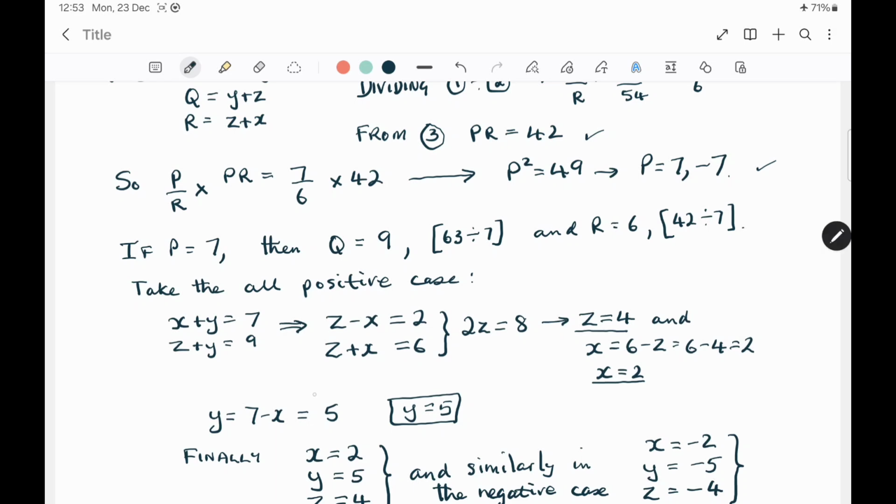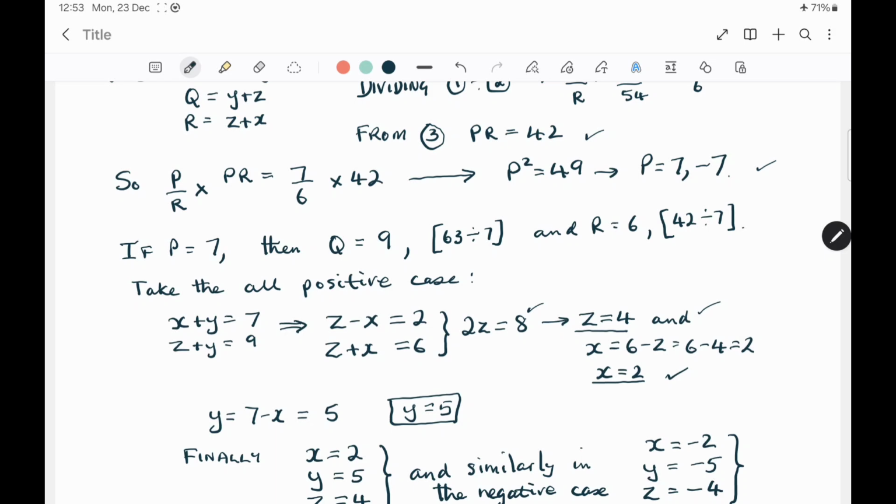If we do a subtraction there, we get z minus x equal to 2, and we also have the equation z plus x equal to 6, because that is R. Okay, and then when you add those two together, you'll get 2z equal to 8, and that means z is 4. And from that same little system of equations there, since z plus x is 6 and z is 4, that means that x is 2. So we got down to there.